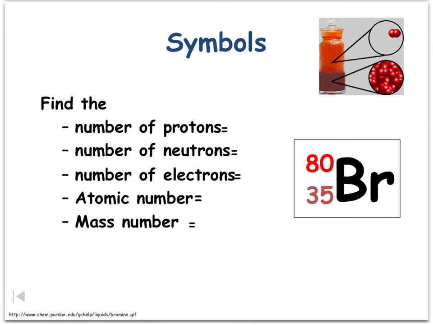Okay, try to figure out this one. Here's the symbol for bromine. It says find the number of protons, the number of neutrons, electrons, atomic number, and mass number. Right now, pause the video and try to solve this problem.